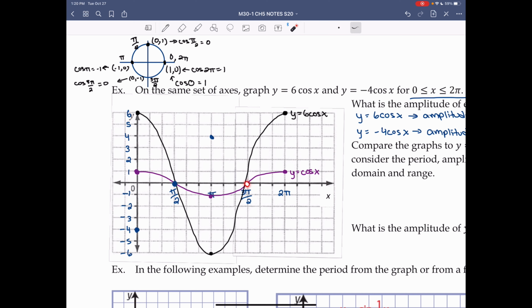Then when our angle is pi, cos of pi is -1, multiply that by -4, and we get +4. When our angle is 3 pi over 2, cos of 3 pi over 2 equals 0, multiply that by -4, and we still get 0, so that's also an x-intercept still. And then when our angle is 2 pi, y equals cos of x is 1, multiply that by -4, we get -4, so we'll have a point here at -4. Then we join those points together with a curve. And there we have y equals -4 cos x.